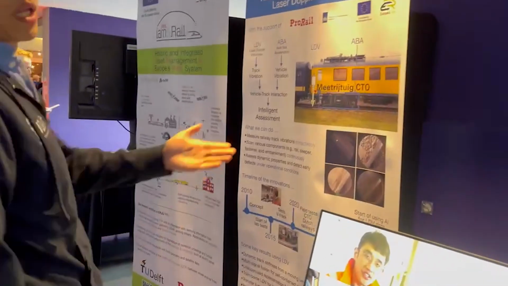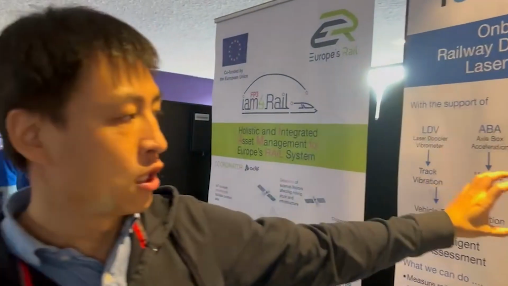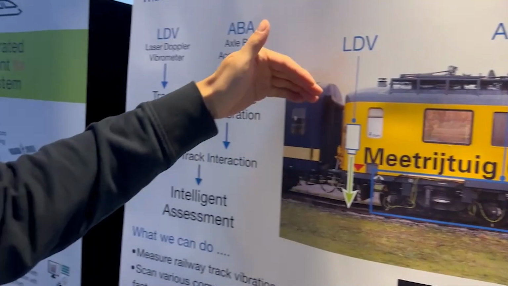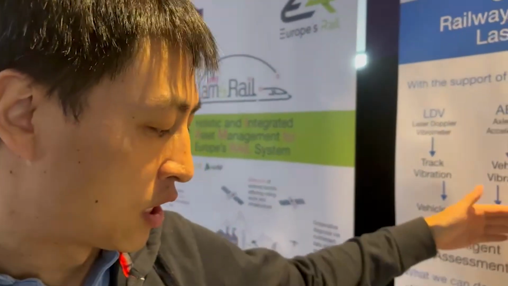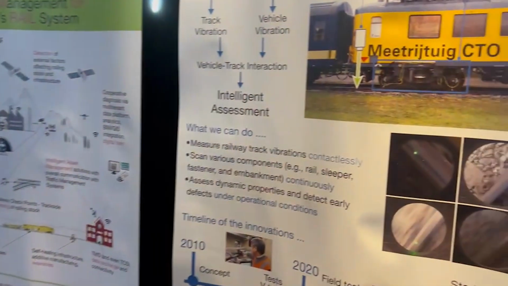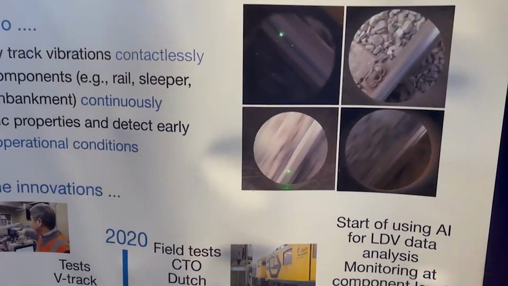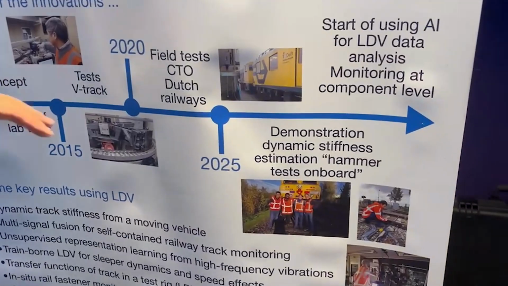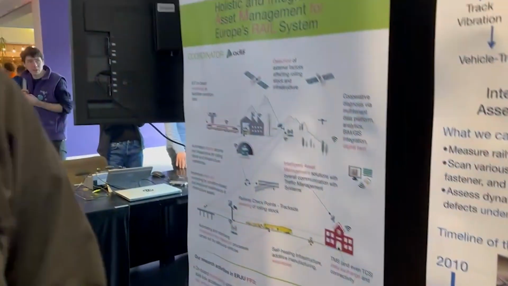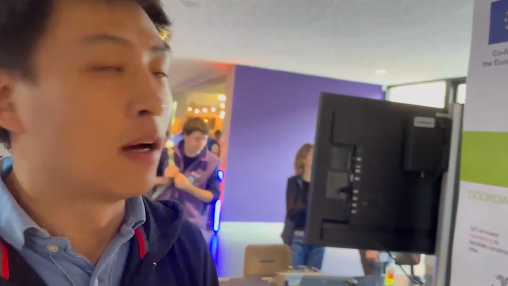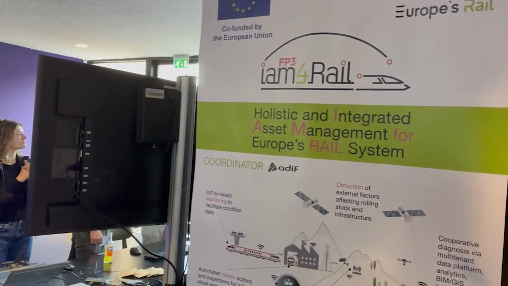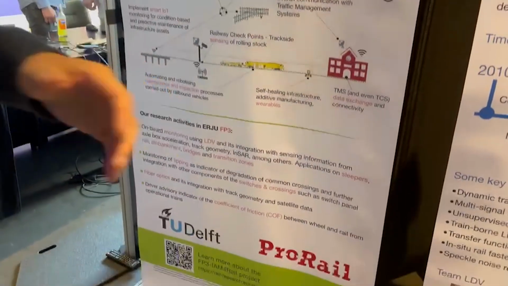And so we have already implemented this laser Doppler vibrometer on our measurement train, and put it on board targeting the railway track, and it can detect different types of defects of the track infrastructure. This is a timeline of the innovation of this technology. We started the concept from about 2010, and now we already have this prototype. And this is a new European project, and we will also apply our new method to achieve the goal of this project.